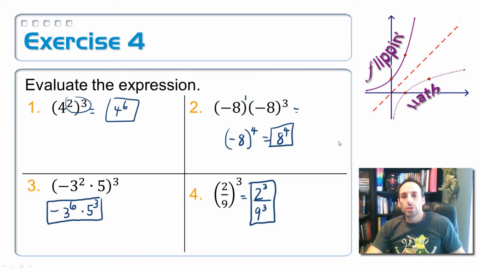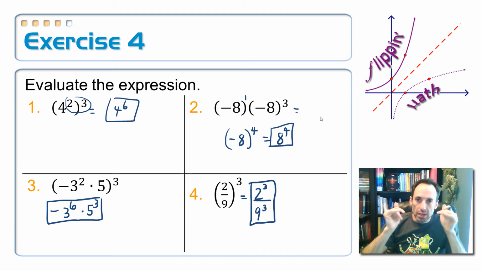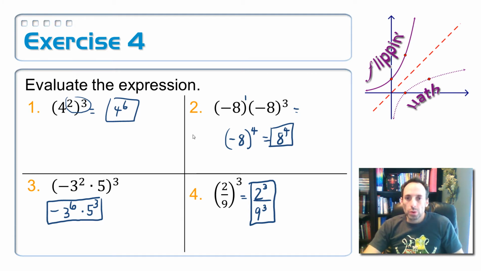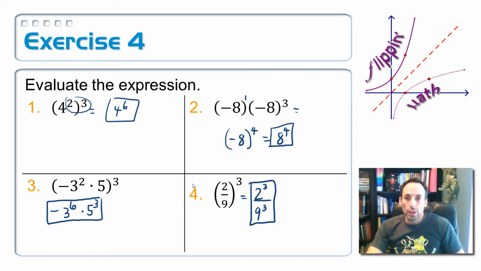Okay. On number 2, the base is actually -8. It's the quantity -8. So the first one has an implied power of 1. So you add your exponents, 1 plus 3, you get 4. Now here's the thing. Since this is to an even power, -8 times -8, that's going to be positive. -8 times -8 again is going to be positive. The whole thing would be the same as positive 8 raised to the 4th power because that exponent is even.